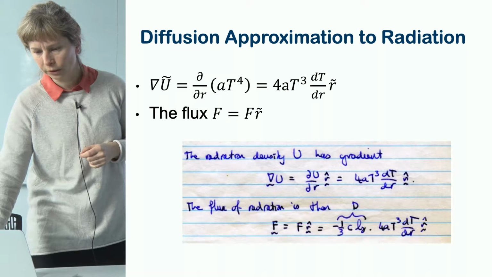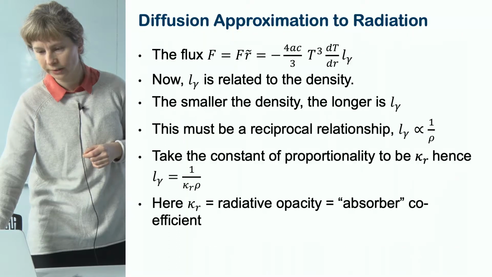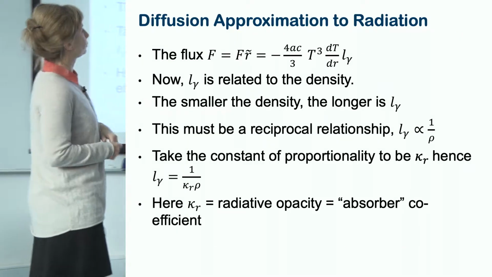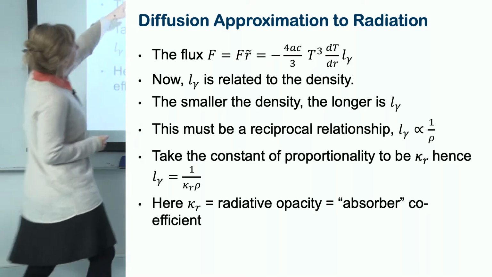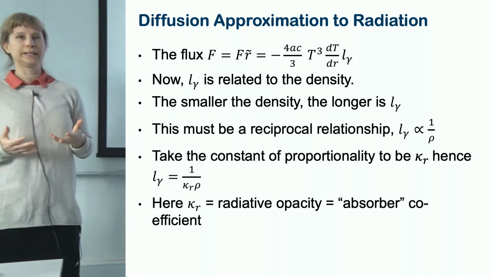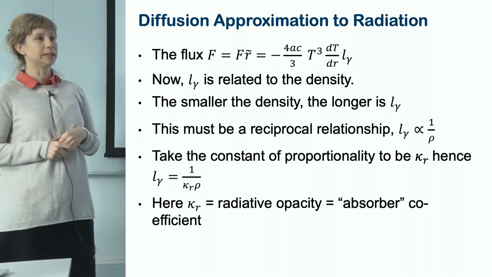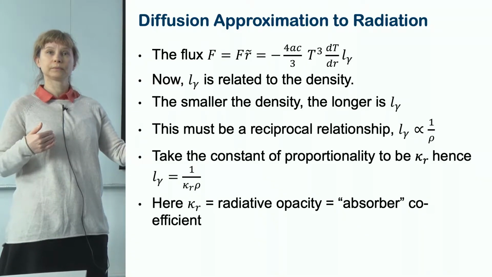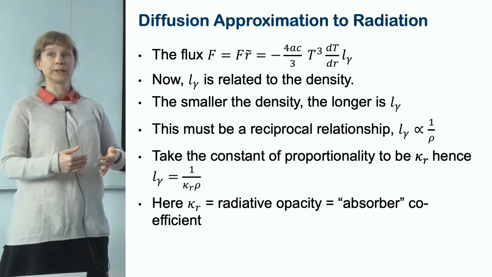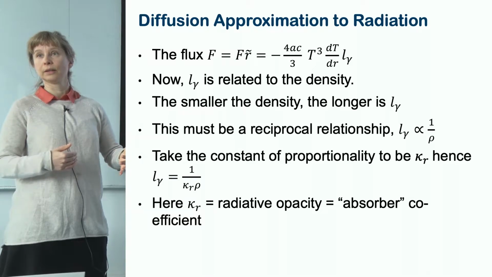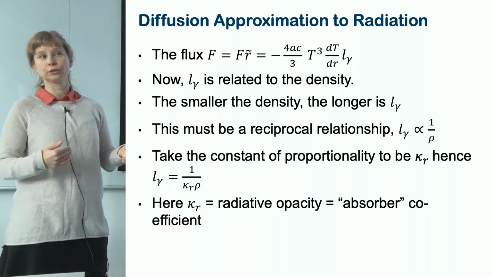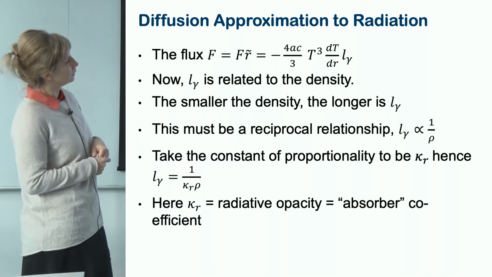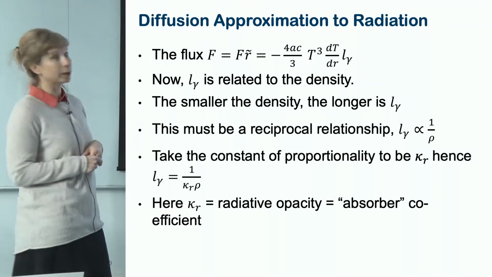Now let's look at L or L gamma in a bit more detail. This is just that same equation, which I've rewritten on the board there. Our typical length scale for photons is related to the density of a region. If the density is smaller, for example in the outer layers of a star, photons can travel further. Likewise, in the inner regions, where it's more dense, photons can't travel as far. So we expect that this length scale is inversely proportional to the density. So we can write L gamma as proportional to 1 on rho.